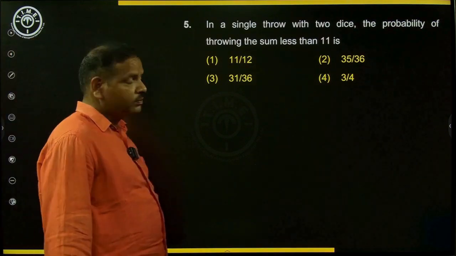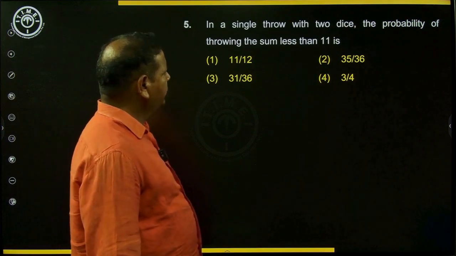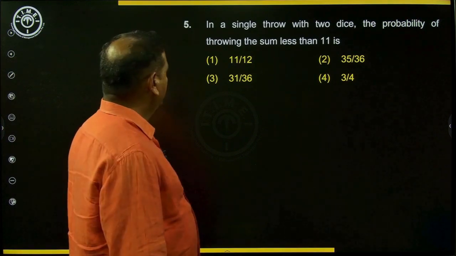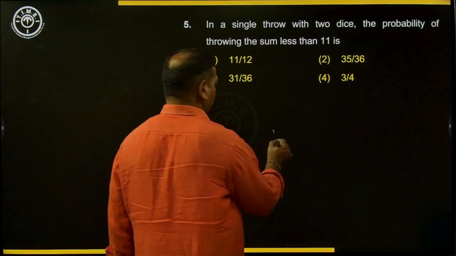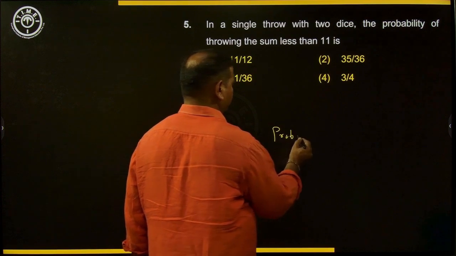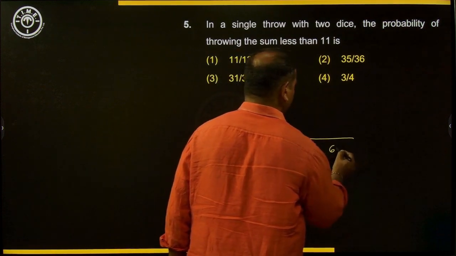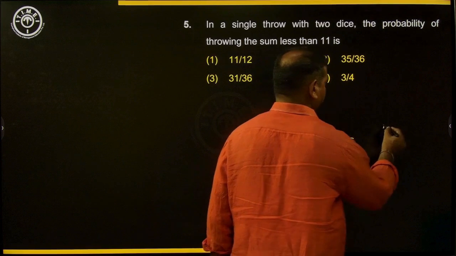Fifth one. In a single throw with 2 dice, the probability of throwing sum less than 11. When 2 dice are rolled, what is the denominator? 6 square. 2 dice.